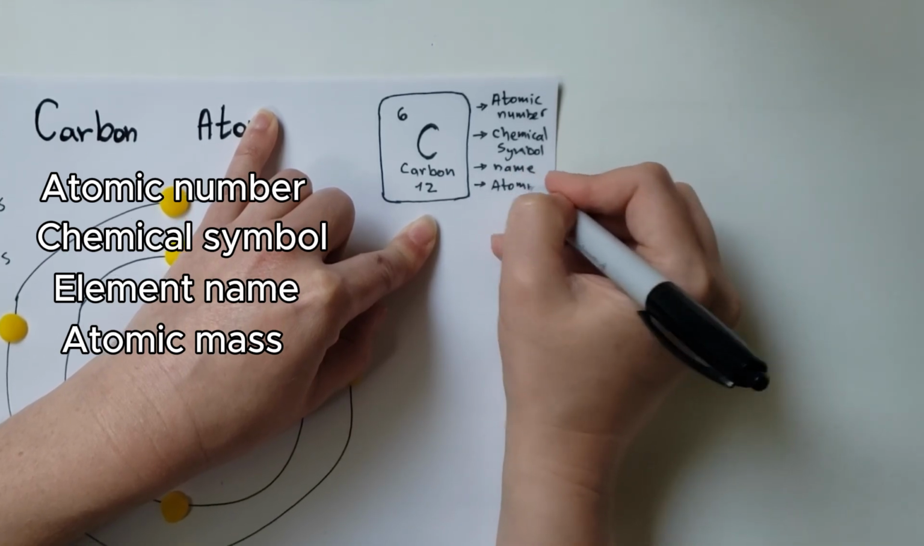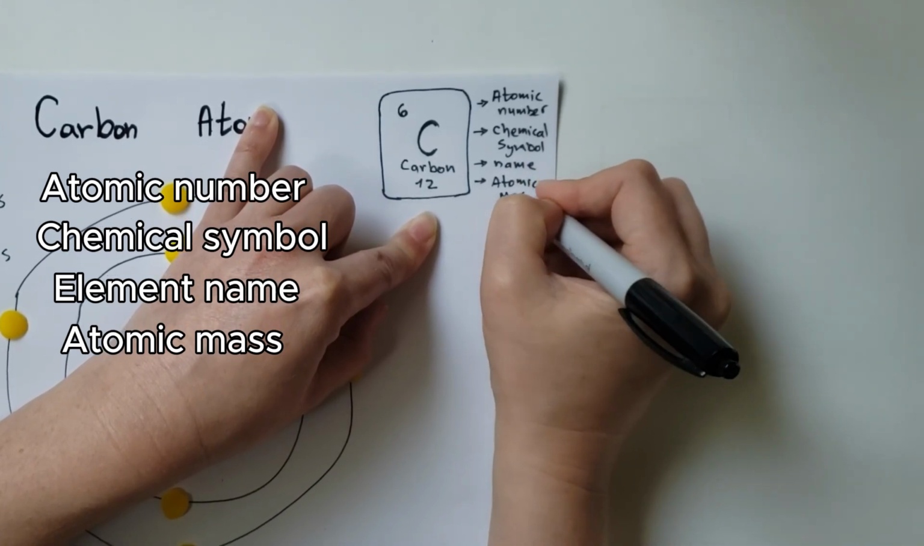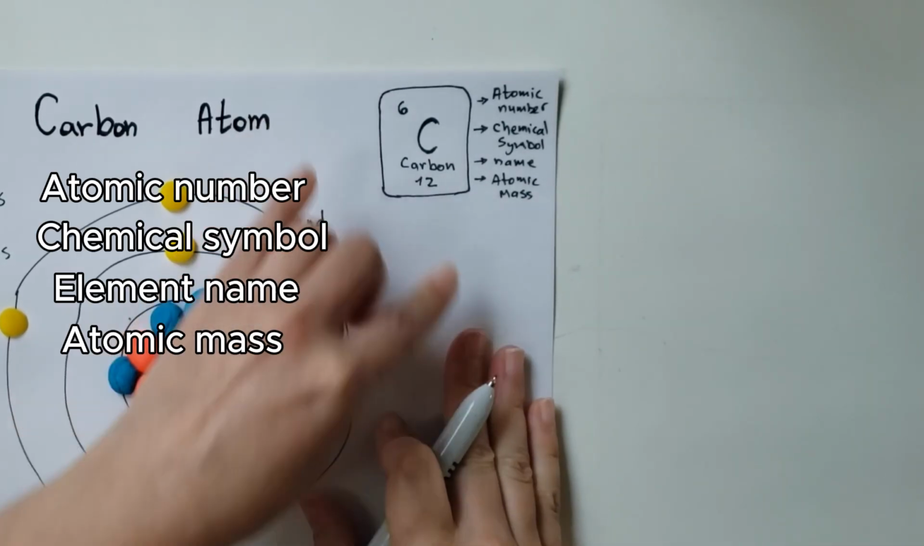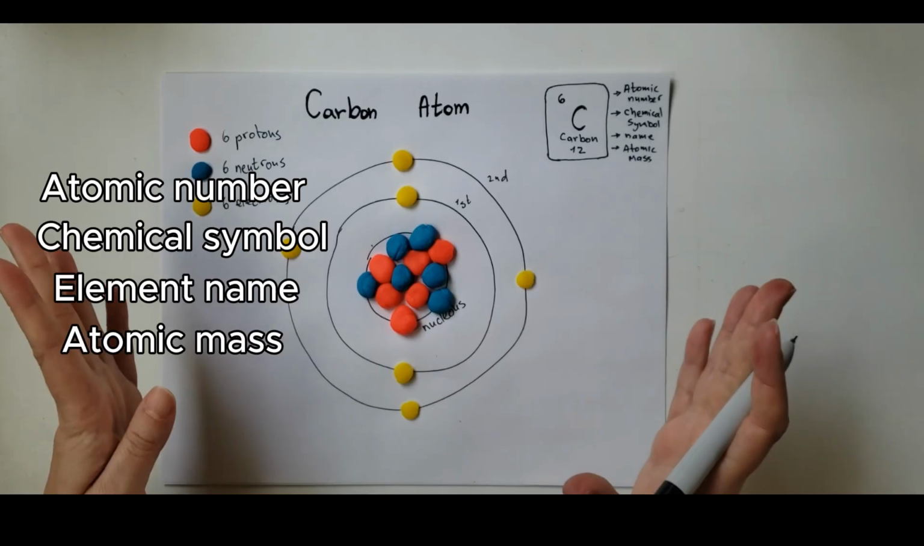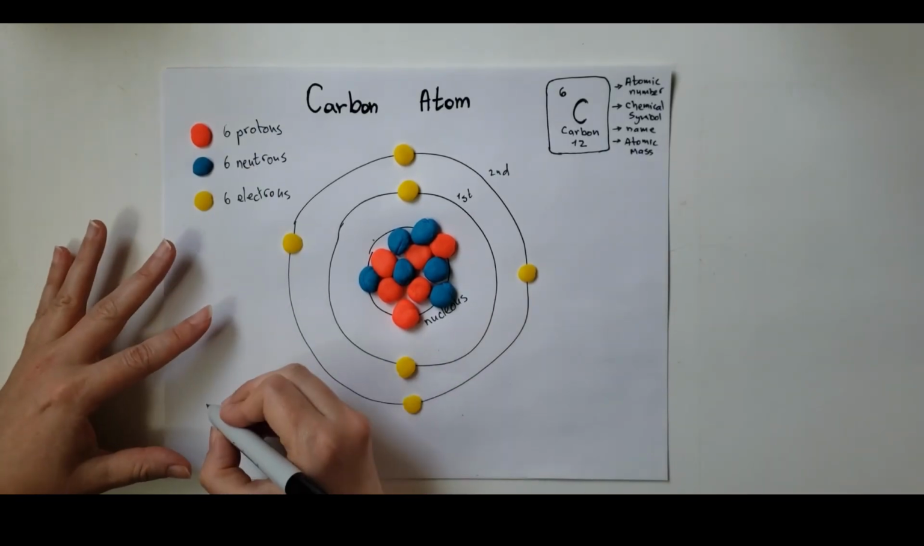Why is the atomic mass 12? Because carbon has 6 protons and 6 neutrons. What else can we add? Where can we find carbon in nature? Diamond is made out of carbon.